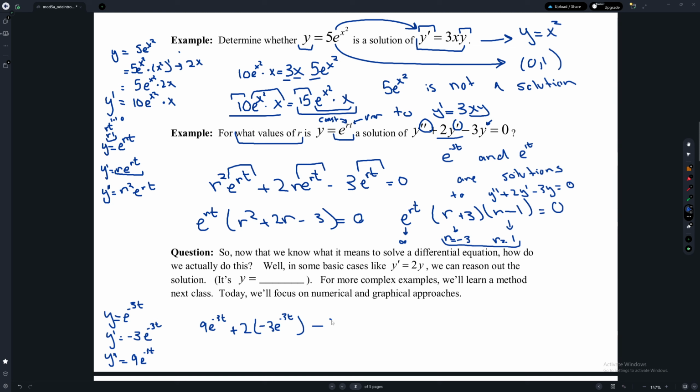And we have minus 3 of our original, and that's what it looks like. All right, now to simplify, we have the 9. This multiplies in, so this stays the same. This multiplies in, it becomes a negative 6e to the negative 3t. And this stays the same, which is negative 3e to the negative 3t equals 0.